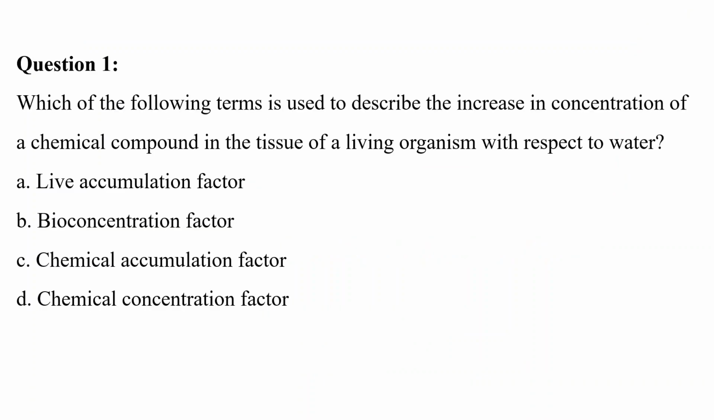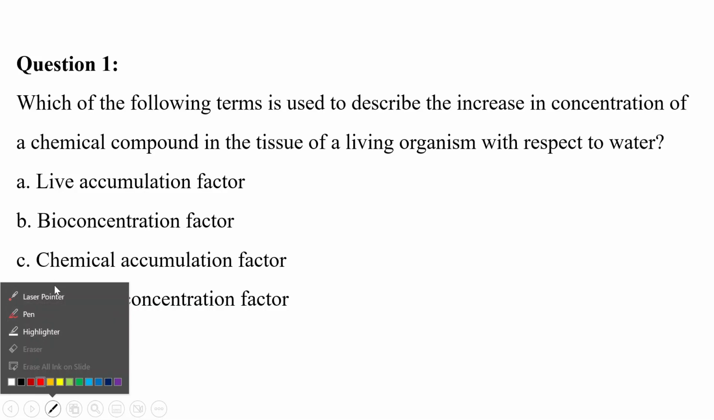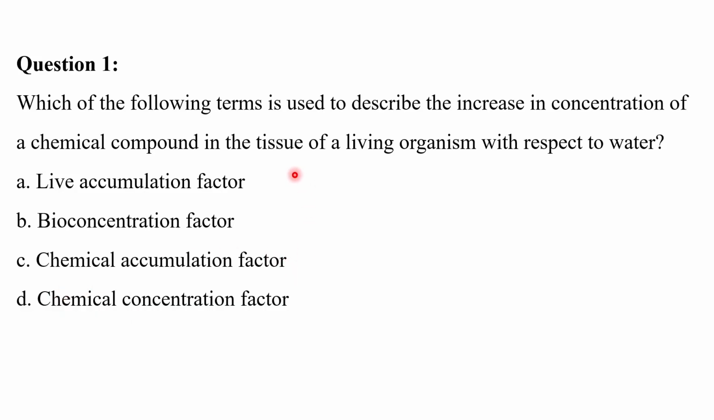So starting with the first question, which of the following terms is used to describe the increase in concentration of a chemical compound in the tissue of a living organism with respect to water? Option A, live accumulation factor. Option B, bioconcentration factor. Option C, chemical accumulation factor. And option D, chemical concentration factor. So, anyone wants to answer this question?